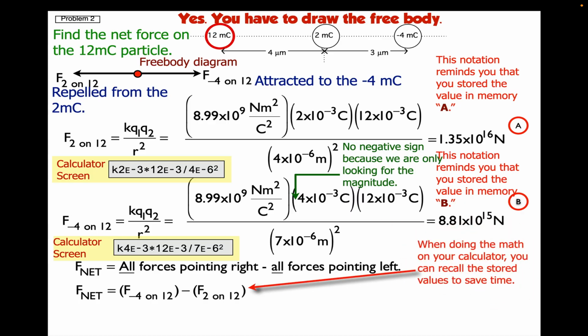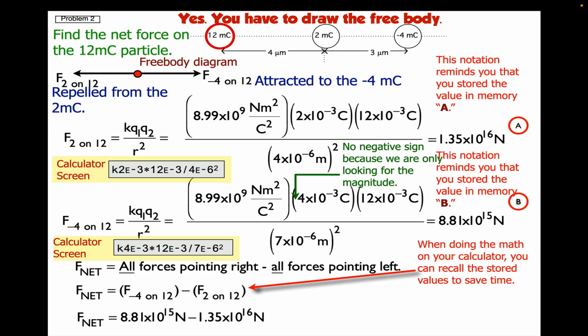I know that the force of negative 4 on 12 points to the right, so I made it positive, minus the force of 2 on 12, which points left in my free body diagram, so I'm going to make that negative. It's going to be really easy because I stored them in my calculator, so I don't have to type in all the decimals. In my calculator, I'm just going to write b minus a. Easy.